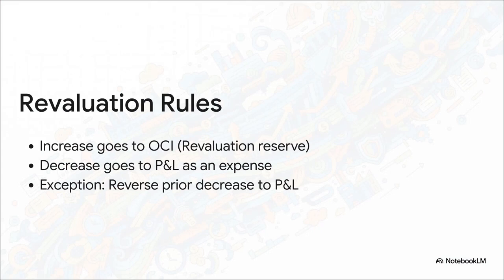If you do go with the revaluation model, you need to know exactly where the money goes. An increase in value, that goes straight to other comprehensive income, or OCI, and it sits safely in a revaluation reserve in equity. A decrease, well, that hurts. It goes directly to the P&L as an expense. But watch out for the exception, because examiners literally love testing this. If you are reversing a previous decrease that already hit the P&L, your new gain goes to the P&L first to completely cancel out that old loss. Do not fall for the trap of putting initial revaluation gains in the P&L.